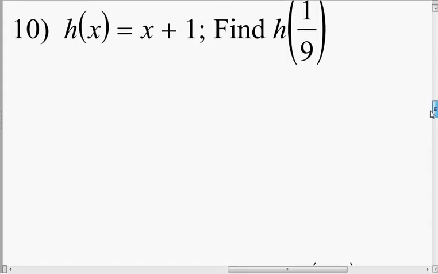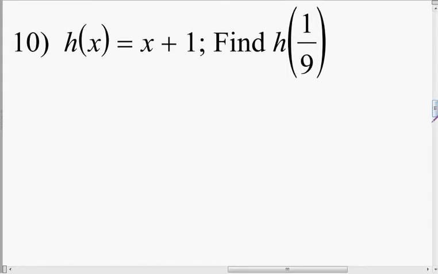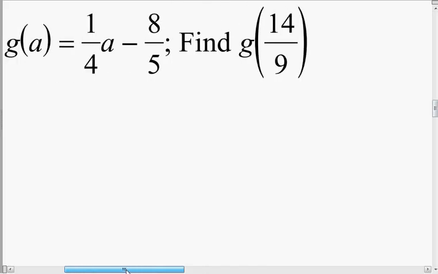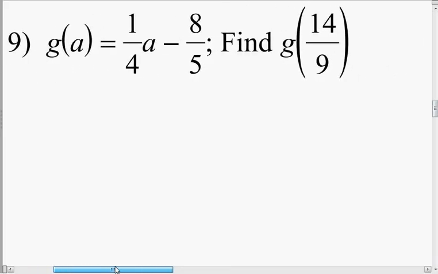Hopefully you are feeling comfortable with plugging in whole numbers. We're going to do the same thing now, but we're plugging in fractions. We have to work with fractions. Fractions in equations and functions work the same way as whole numbers, except that when we multiply, we have to multiply fractions. When we add, we have to add fractions. When we subtract or divide, we have to subtract or divide fractions. So that's the challenge here.